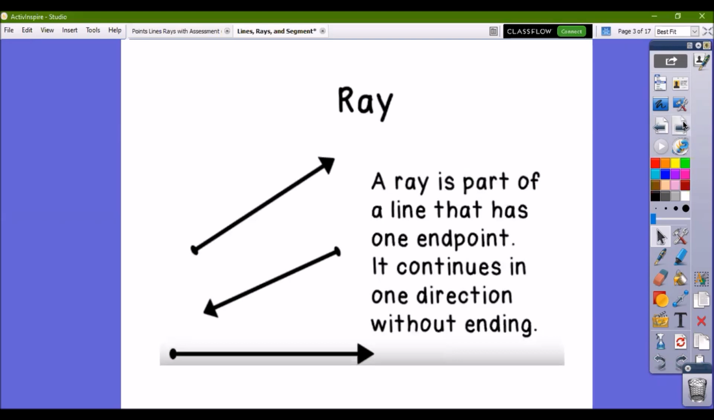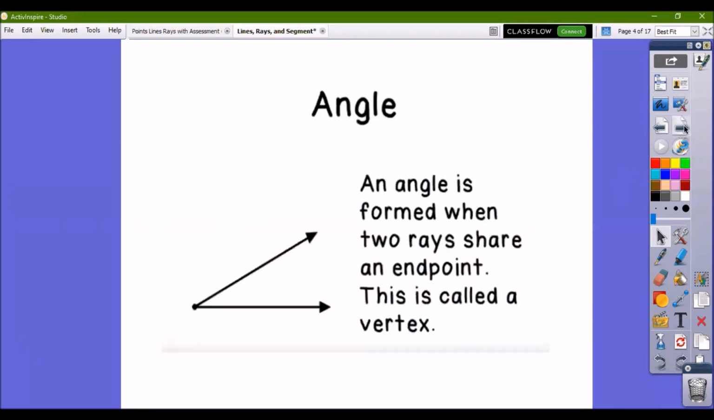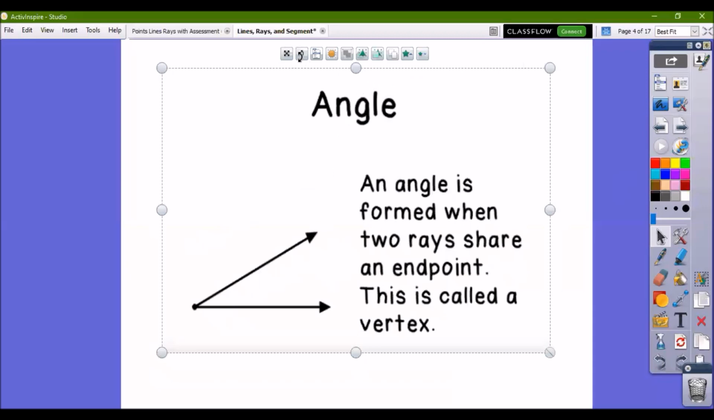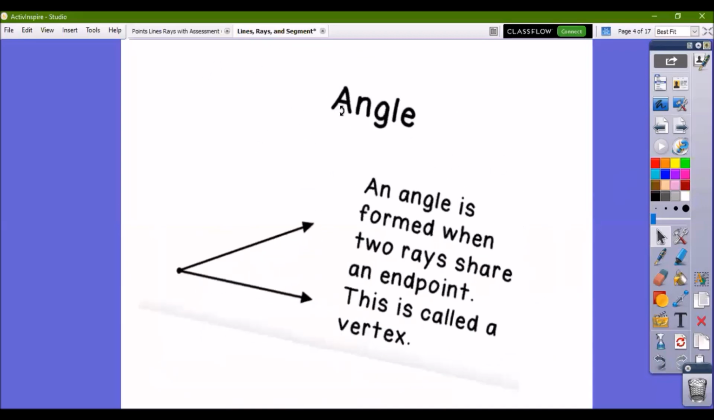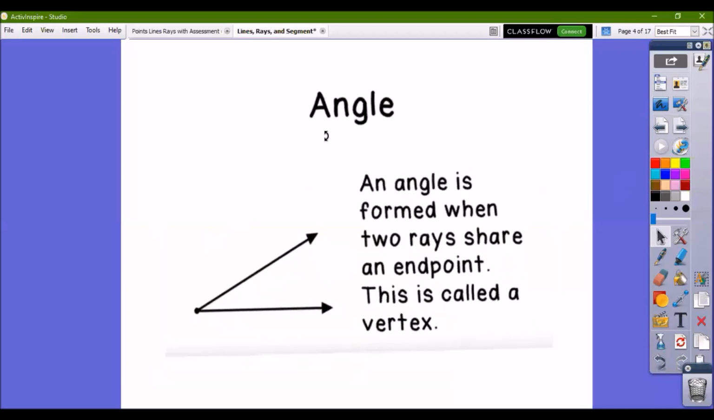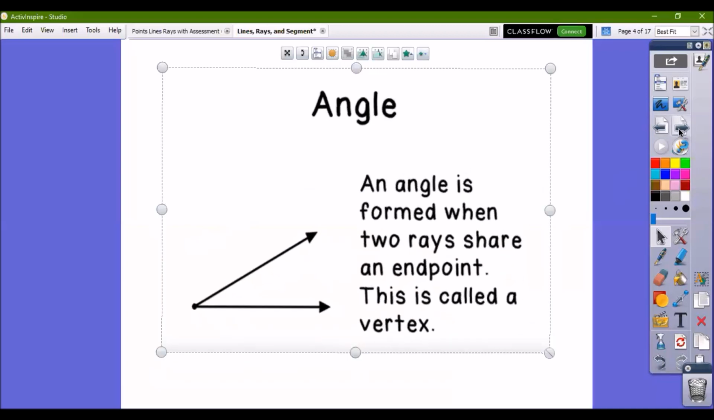A ray is a part of the line that has one endpoint and then continues forever and ever and ever in one direction. That endpoint can be on any side, it just has an arrow on the other. An angle is formed when two rays share an endpoint. And this part right here is called the vertex. So this is an angle here, and you'll remember that we can have angles going different directions. So our angle can kind of move, it can turn from side to side, but an angle is two rays together at the vertex.